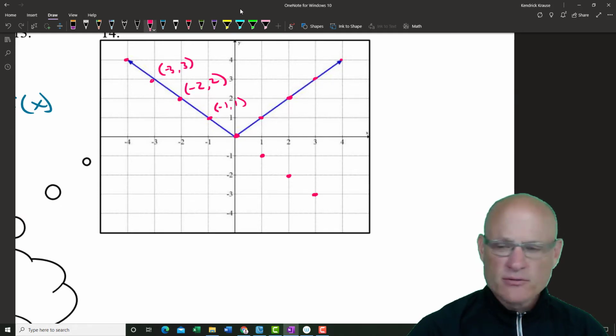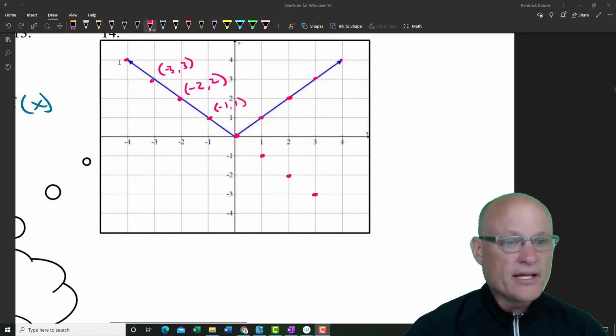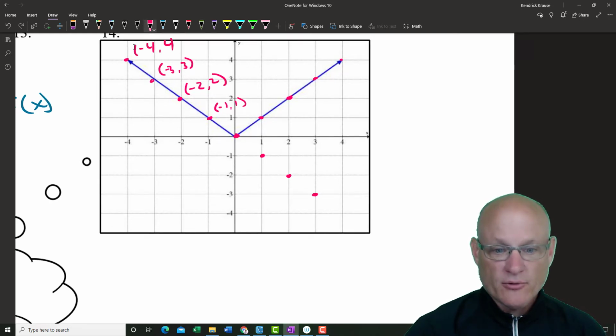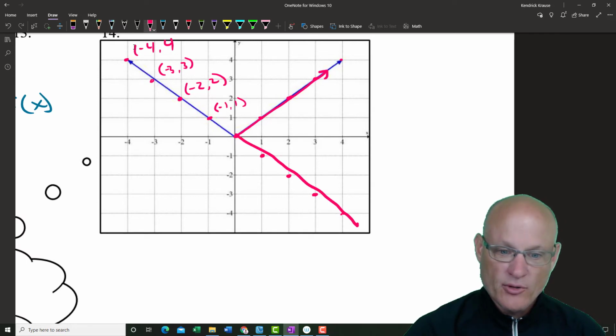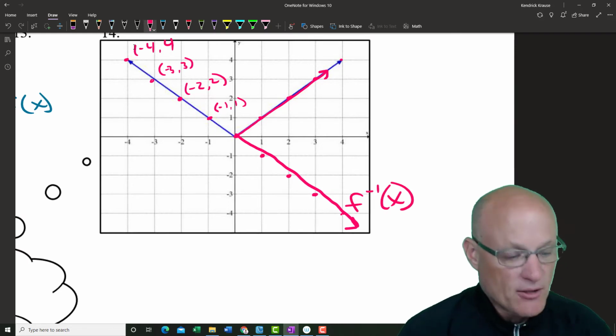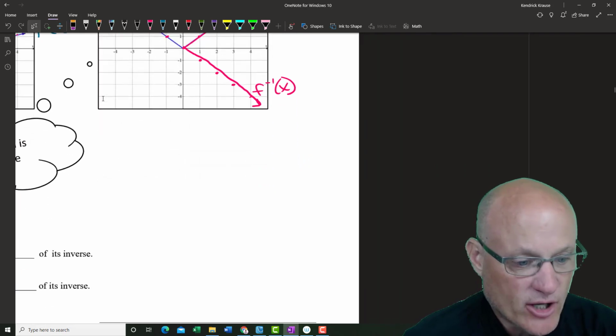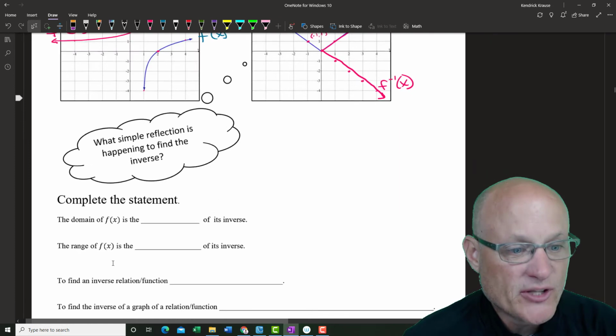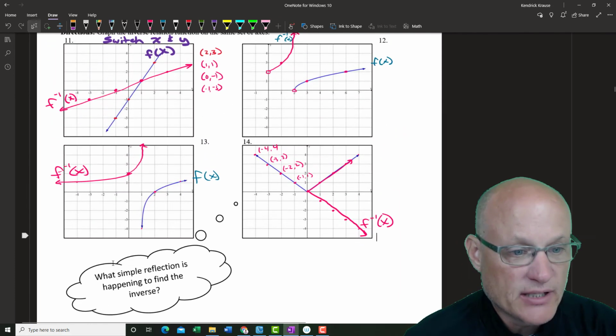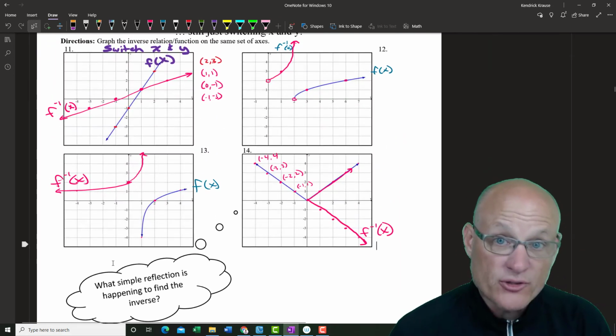And this point here is negative 4, 4. So I'm going to do 4, negative 4. So the inverse of this is really this. Oh my God, I missed those points. Shoot. And so this would be f inverse of x. Now, let me back this up, and I want you to take a look at all 4 of them. And I'm asking this question. What simple reflection do you see that would go from the original function to the inverse?